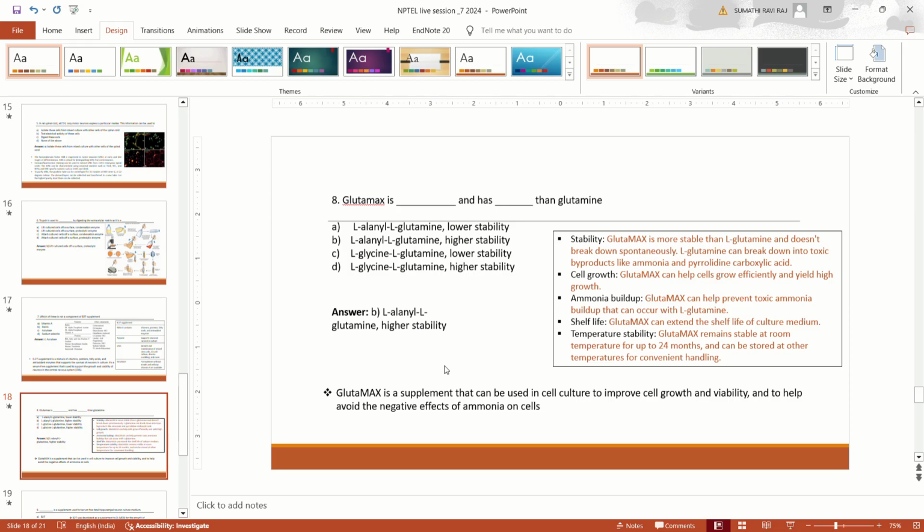Glutamax is a supplement that can be used in cell culture to improve cell growth and viability and to avoid negative effects of ammonia on the cells. This is the major reason for usage of Glutamax. One is to avoid toxic effects of ammonia, which usually occurs with glutamine, and it is required for the growth and viability of cells.